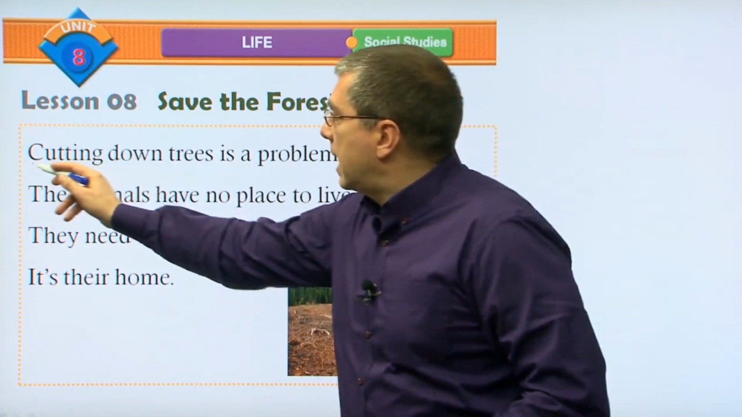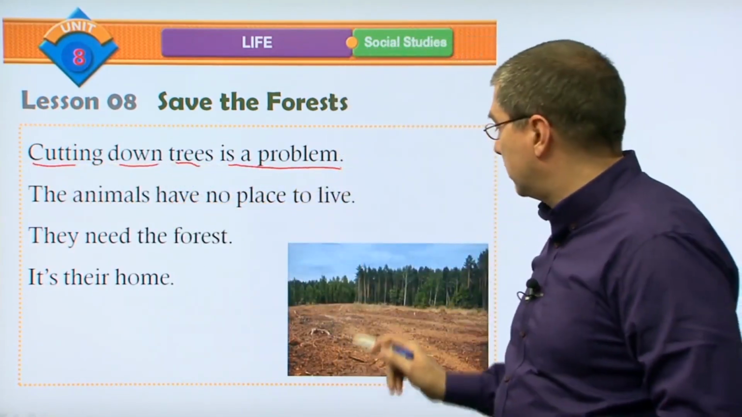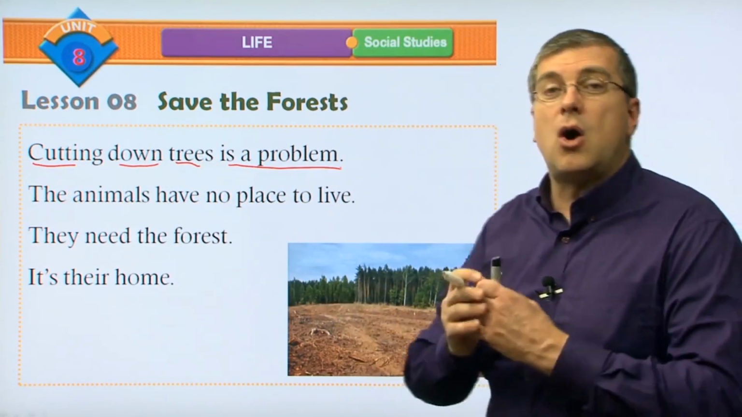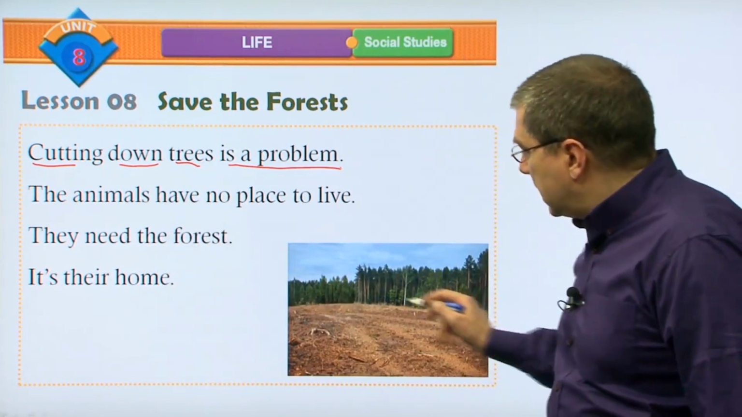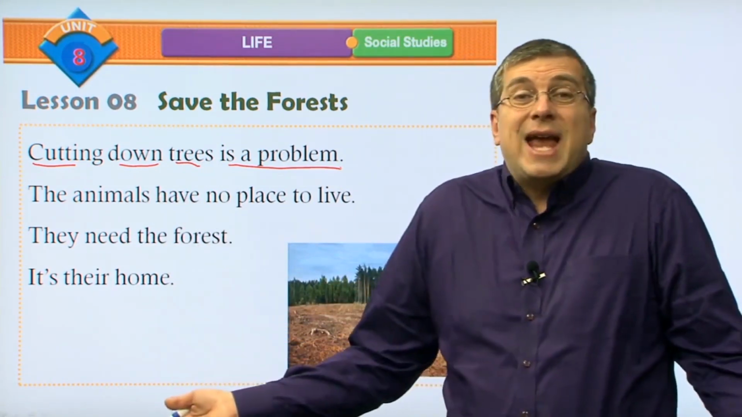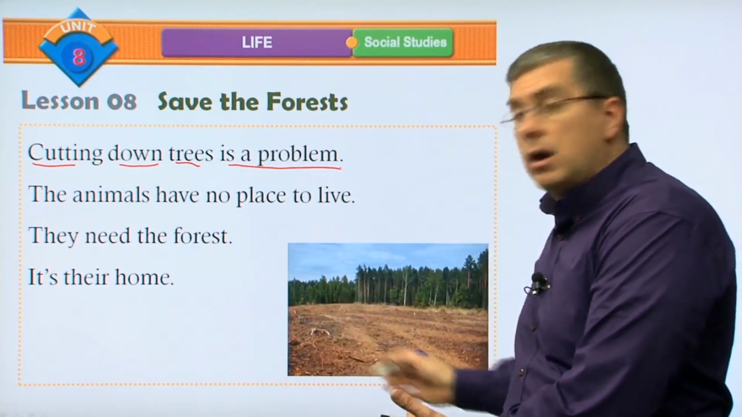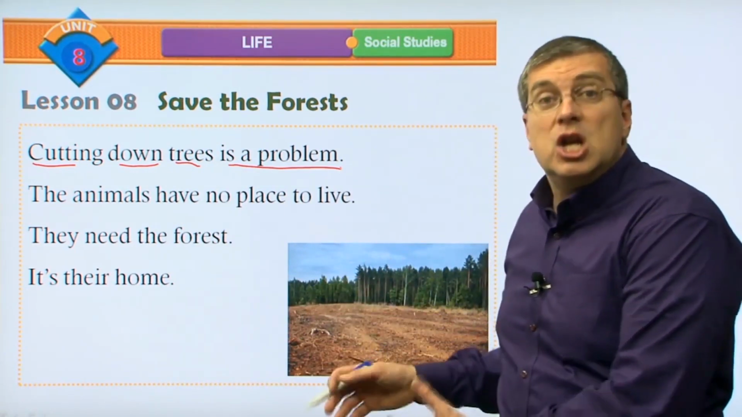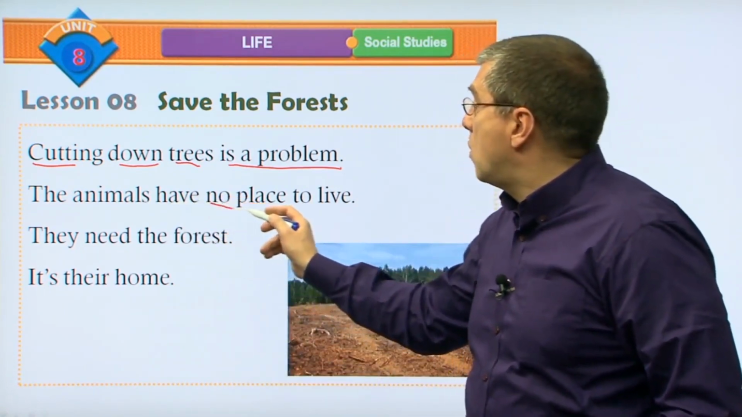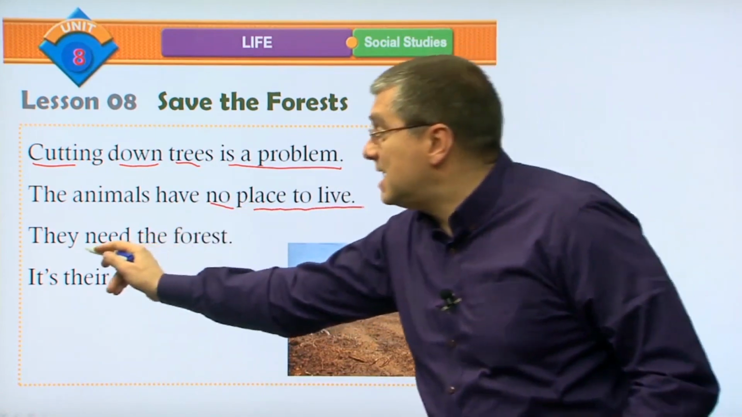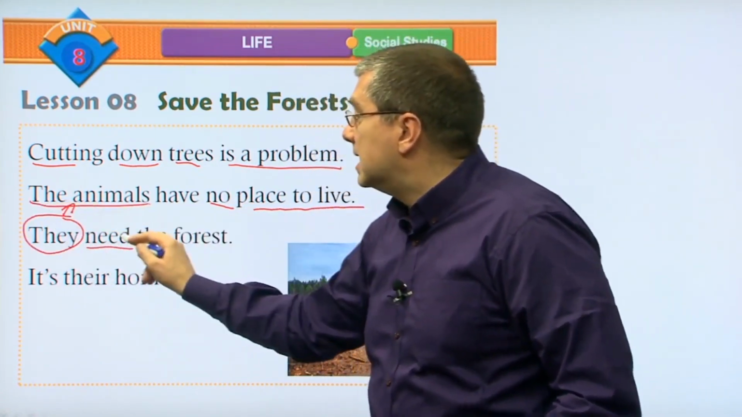So, cutting down trees is a problem. Yes, it is a problem. We have to be careful that not all the forests go away. When we cut all the trees in an area like this, where do the animals go? Their home is gone. They have nowhere to find food, nowhere to find shelter. So the animals have no place to live. They need the forest. The animals, they need the forest.